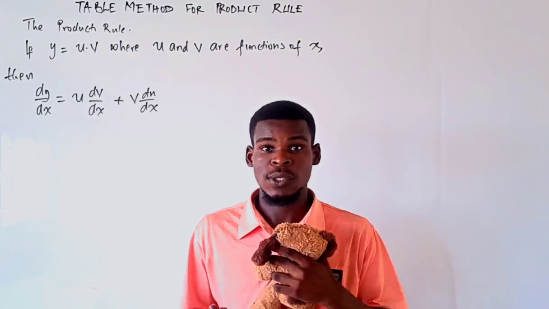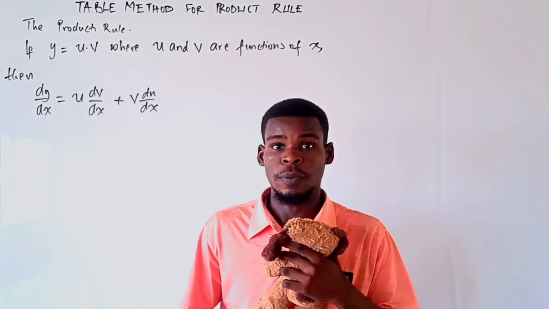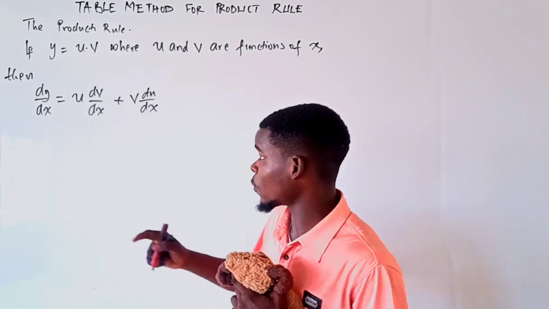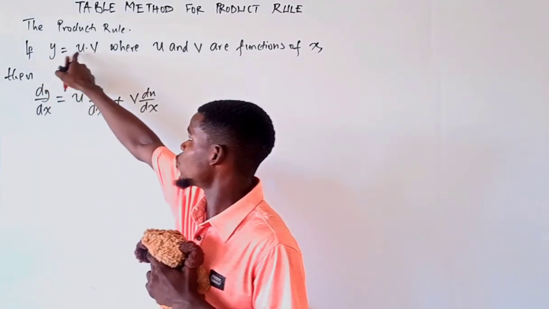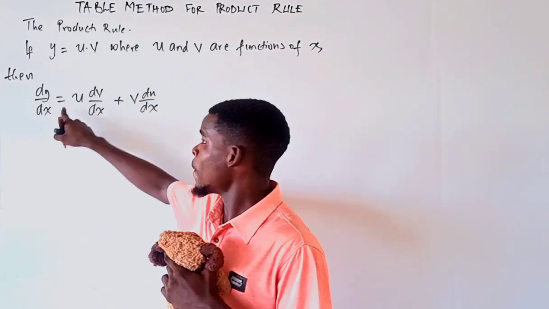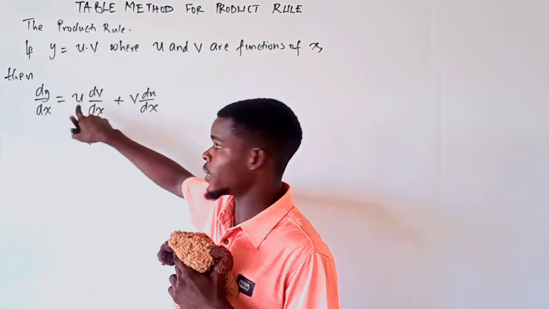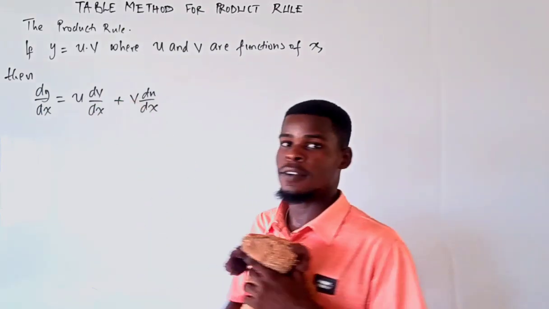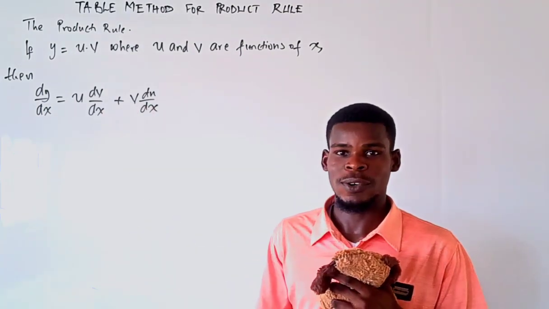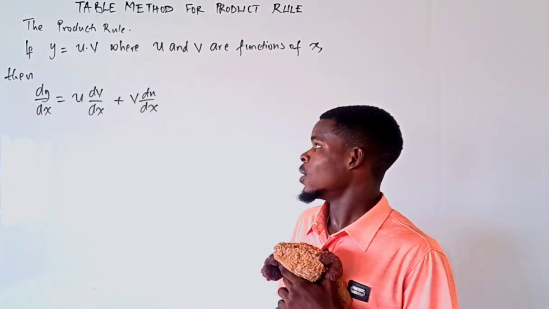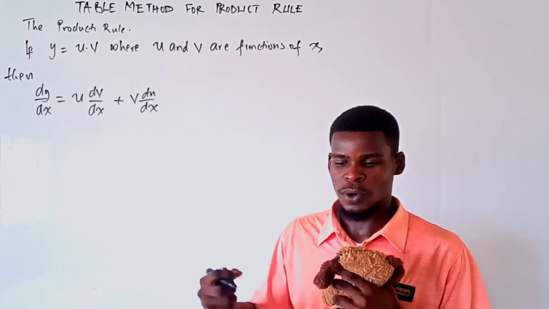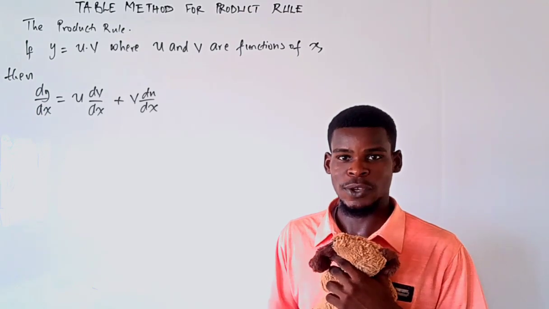Now in this video, we want to look at what I call the table method for the product rule. If you have a function which is equal to the product of two functions, like if we have y to be a product of two functions of x, then dy dx will be the first function times the derivative of the other plus the second function times the derivative of the first. So that is the general product rule we all know of, right? Good. I'm going to look at how I can put this on a table and make the work a little bit easier or more systematic for you to see.